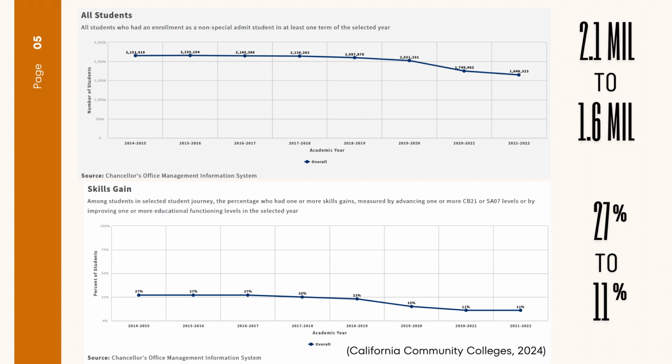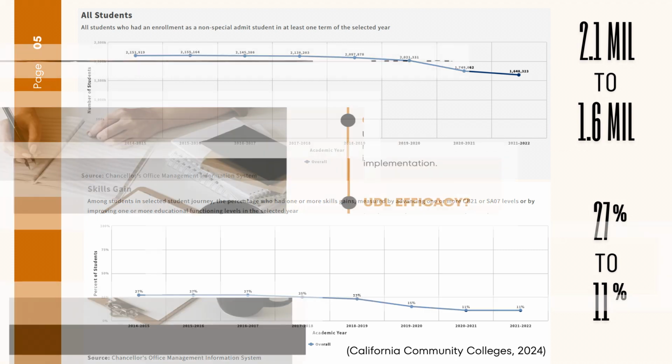Pretty significant. And you also see a skills gain measurement, which goes from 27% to 11%. So not only are there fewer students, but students are actually achieving less from their educational outcomes. So that's a real issue.